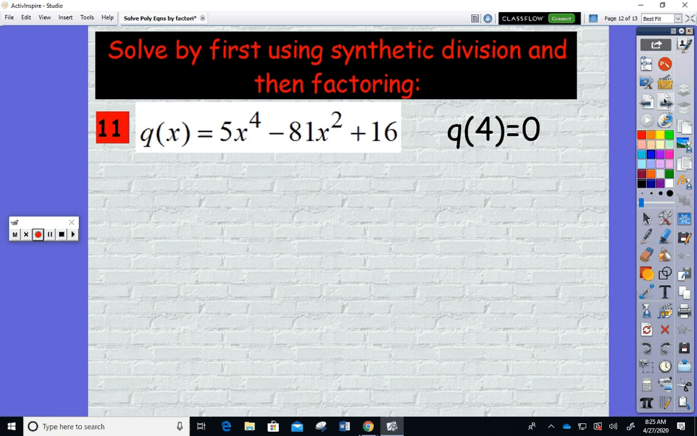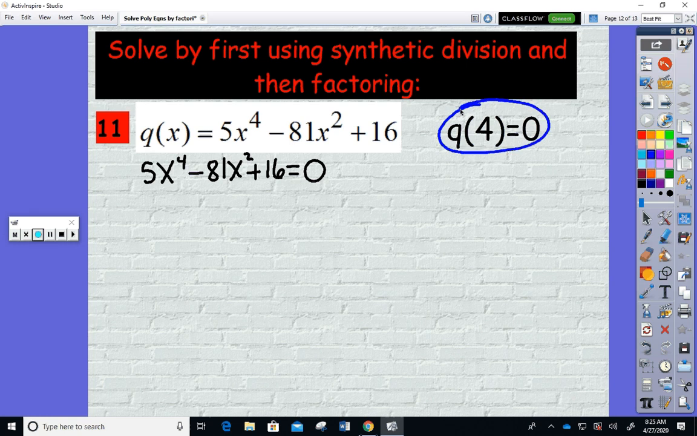So notice that I'm giving you Q of X format. Your goal is to solve Q of X equal to 0, or to solve 5x to the 4th minus 81x squared plus 16 equal to 0. Now, I'm giving you that Q of 4 equals 0, which means x equals 4 is a 0, because when you plug in 4, you get 0. Remember, x equals 4 is a 0 is the same thing as saying x equals 4 is a solution. So that means you start with synthetic division. Use 4.